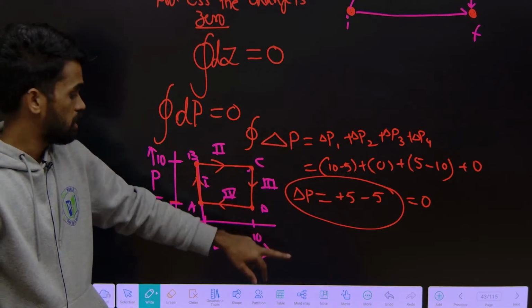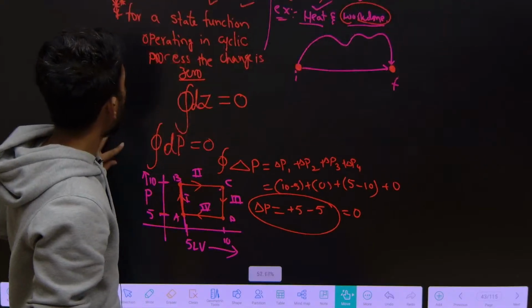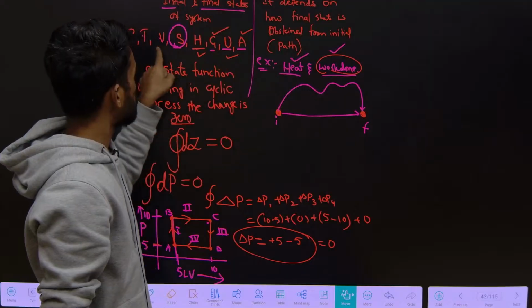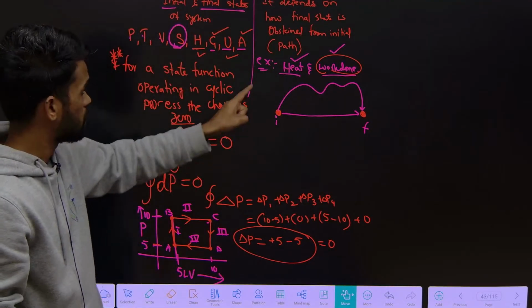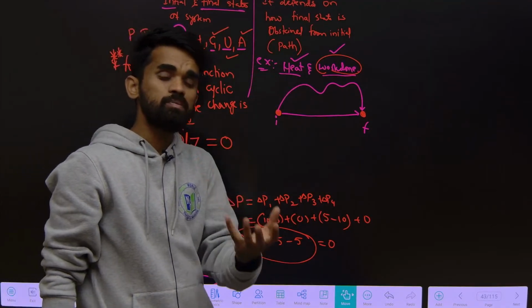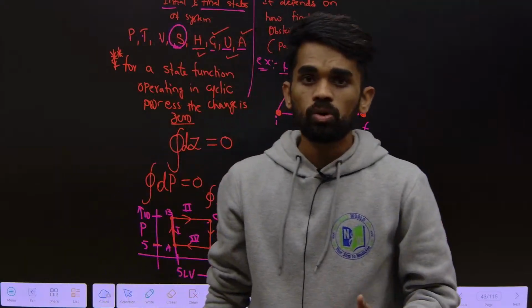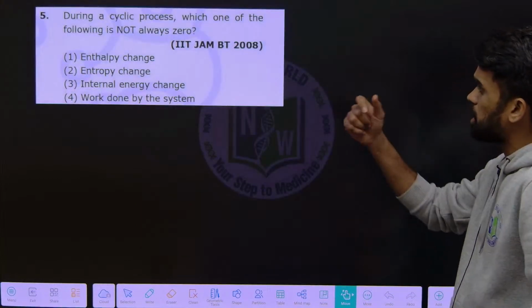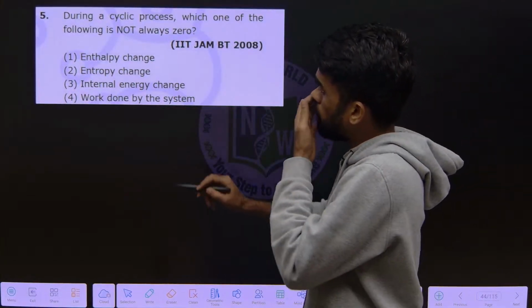Hope this is clear. So same story applicable for all these thermodynamic properties examples. When it comes to a thermodynamic property, a state function, versus a path function: a path function might be 0, it may not be 0. It depends on individual cases, but for a state function, if it is happening in a cyclic process, always it is 0. Now look at the question.